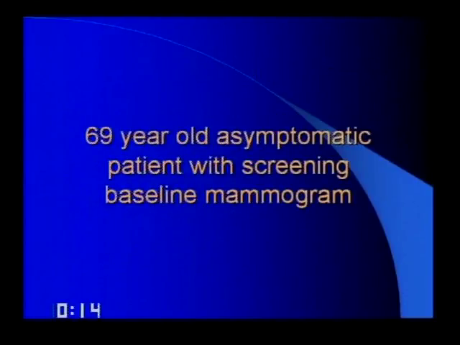Okay. This is a 69-year-old. She's asymptomatic, presenting with her screening baseline mammogram.